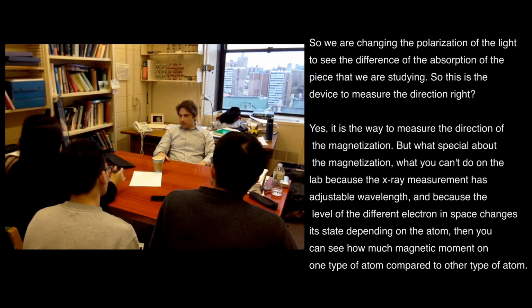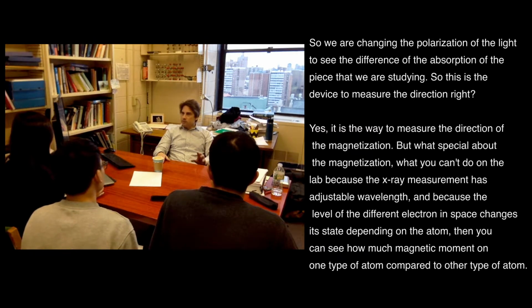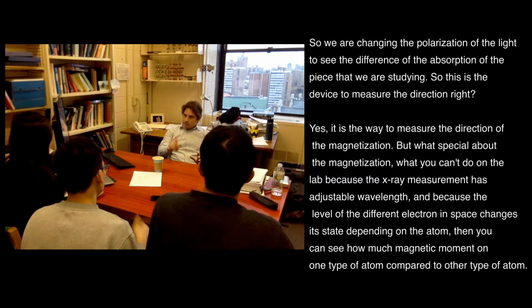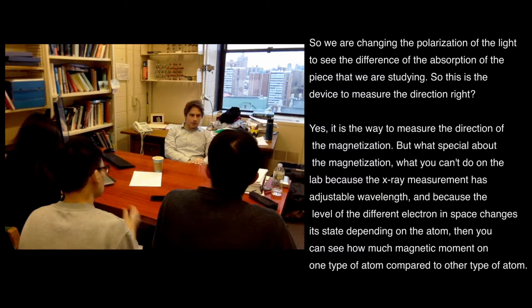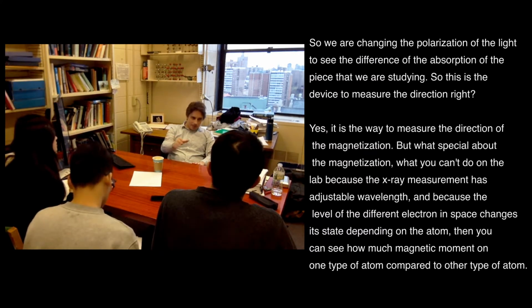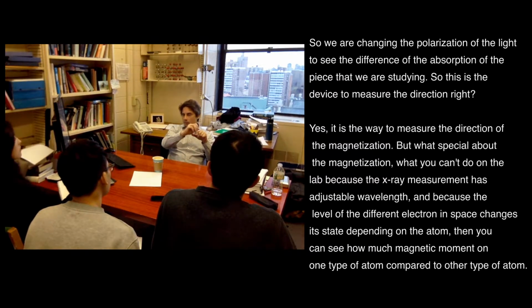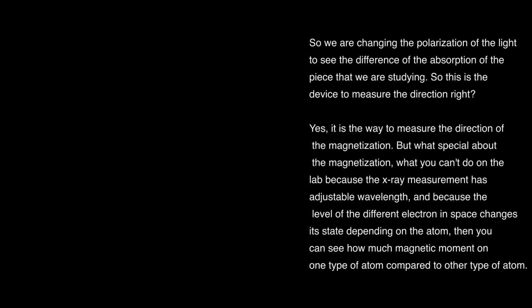So all this is just a device for measuring the direction of the magnetization. But what's special about this measurement that you couldn't do in the lab is that the X-ray measurement has an adjustable wavelength, and because the levels of the different electronic states change depending on the atom, you can see how much magnetic moment you have on one type of atom compared with another type of atom, and not filled at all.